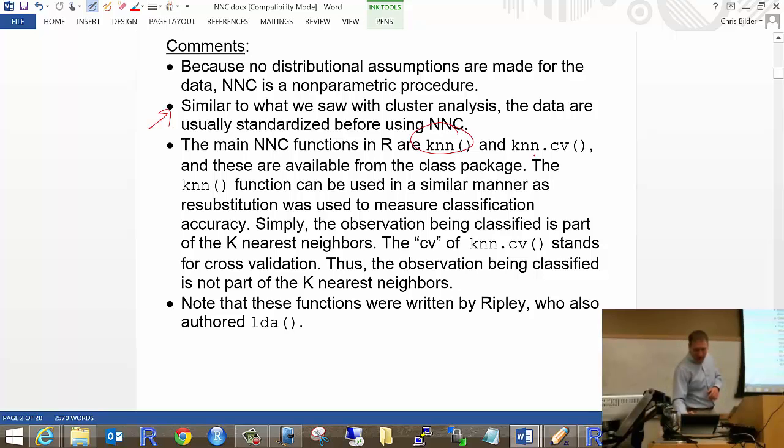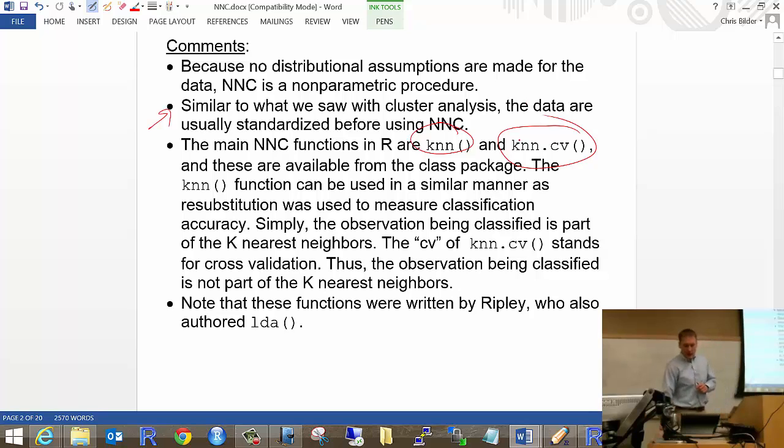There are 2 main functions in R that apply the K nearest neighbor method. One's called KNN, and one's called KNN.CV. These are from the class package, class standing for classification. This package is automatically installed into R. Brian Ripley, who's the author of the LDA and QDA functions, also authored these functions. KNN basically applies resubstitution. KNN.CV applies cross-validation.